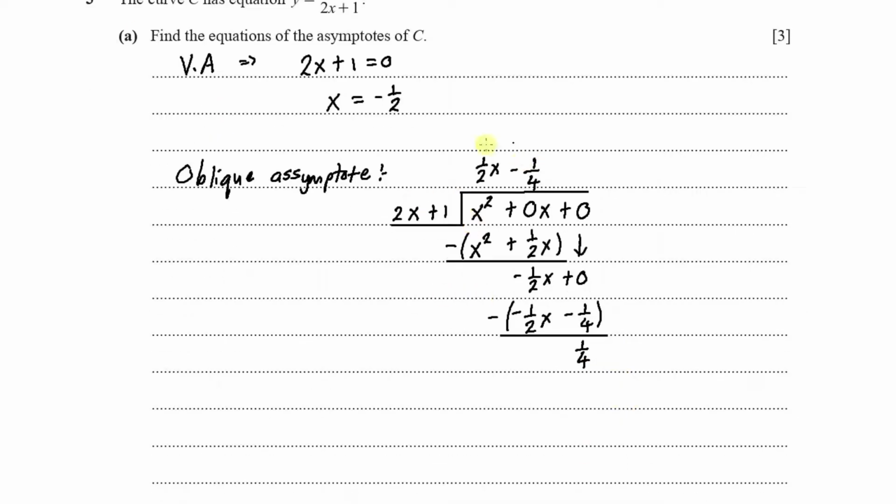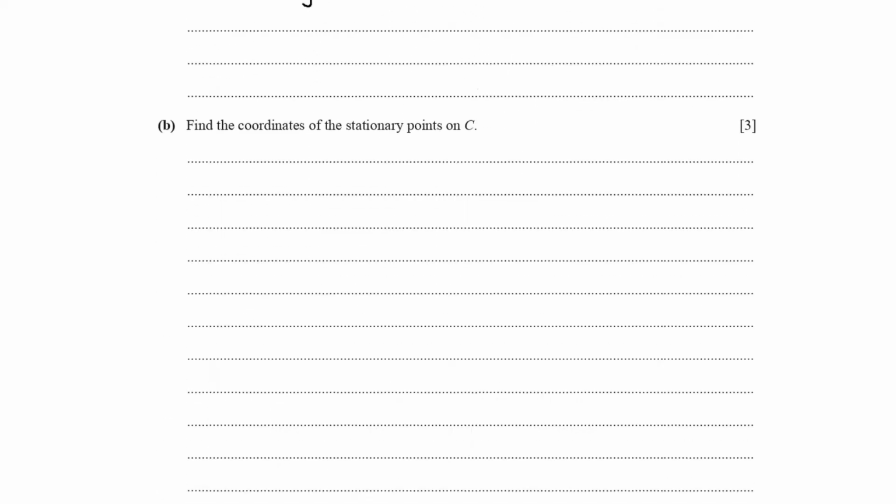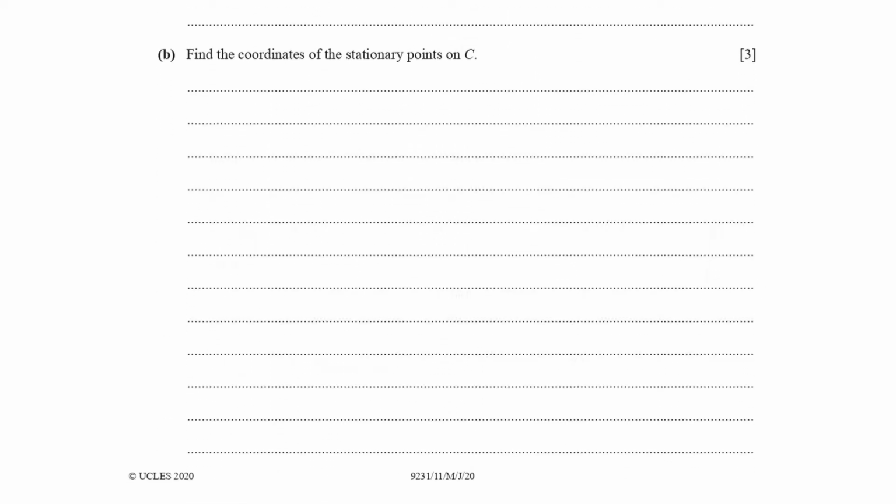So basically the quotient here forms the equation of the asymptote. Therefore the equation of the oblique asymptote is y is equal to half x minus a quarter. So that's what we get for the oblique asymptote. Let's go on to part B. Find the coordinates of the stationary points on C. Okay, so we have right here the equation y is equal to x squared over 2x plus 1.